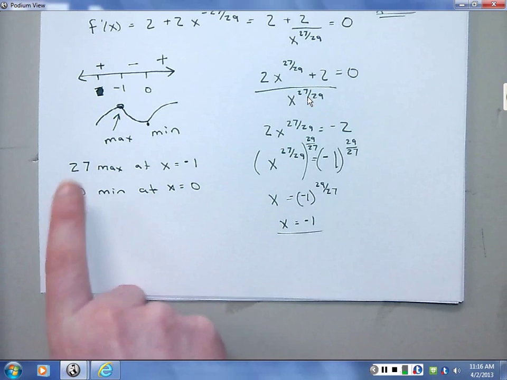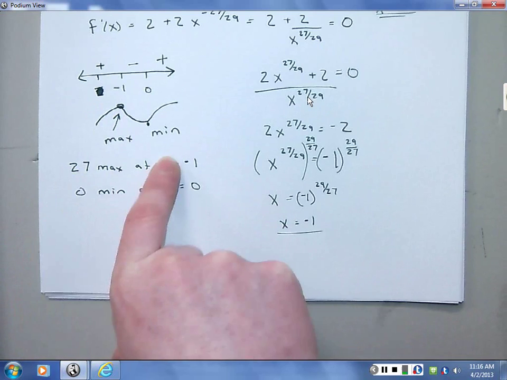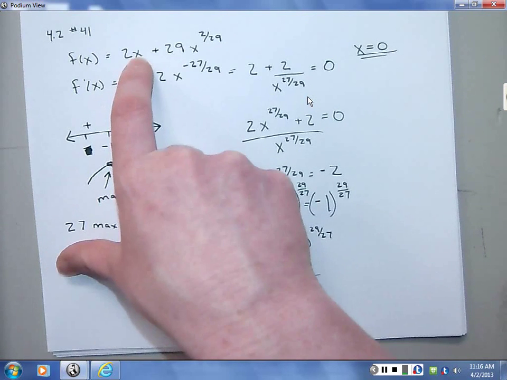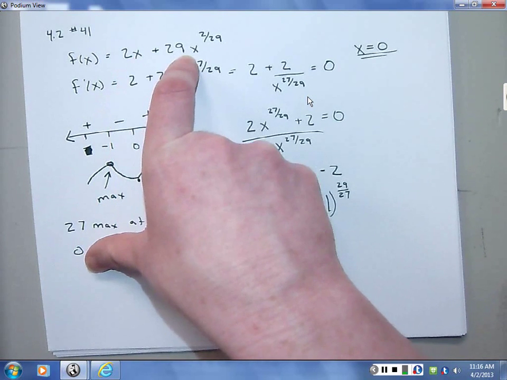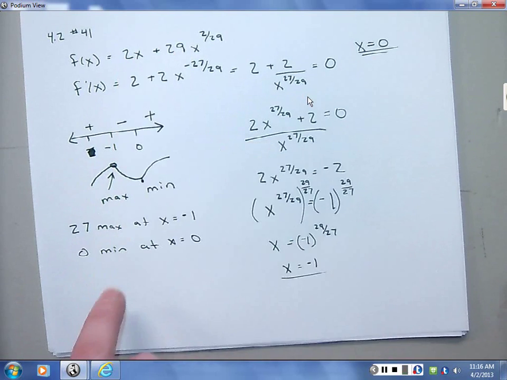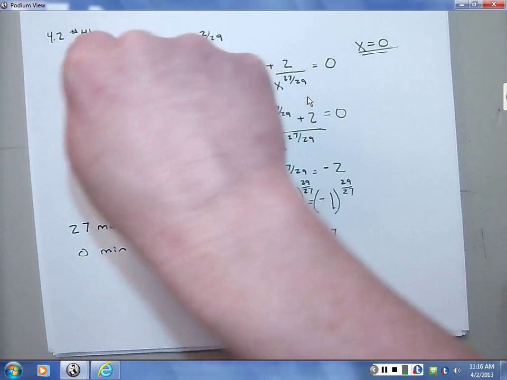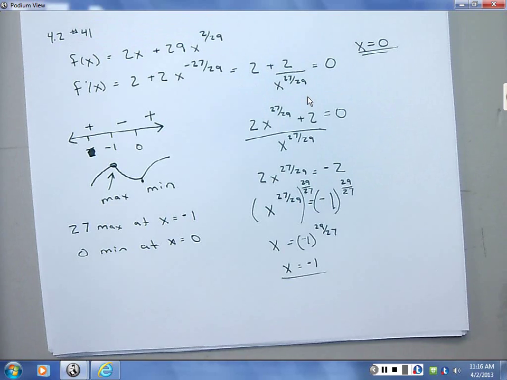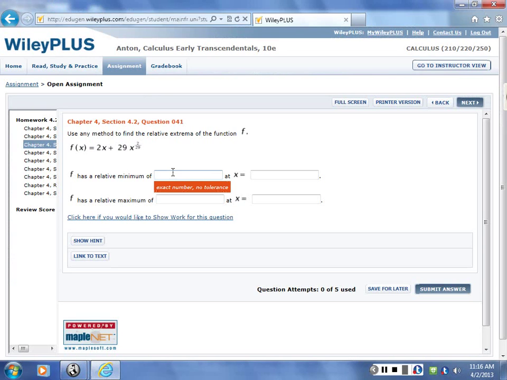Trying the 27, I plugged negative 1 into the function. So negative 1 squared is positive 1. So 29 minus 2 is 27. So then I have the minimum is 0. That happens at x equals 0. The maximum is 27, and that happens at x equals minus 1.